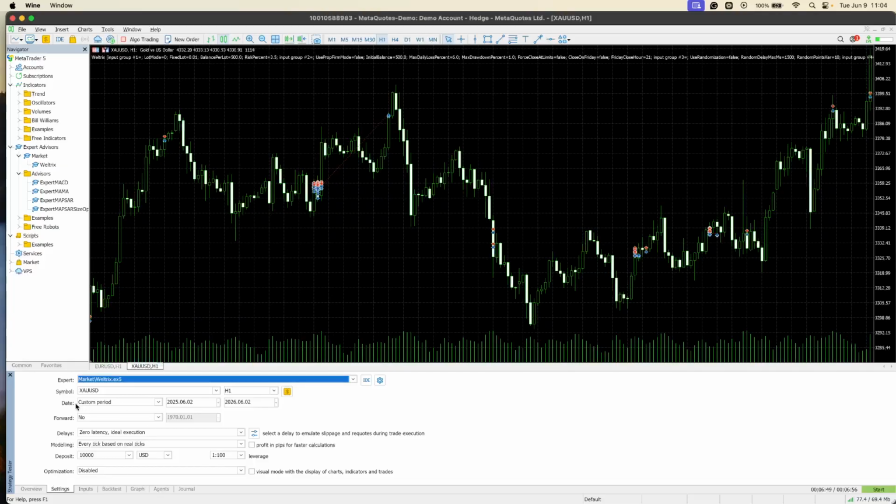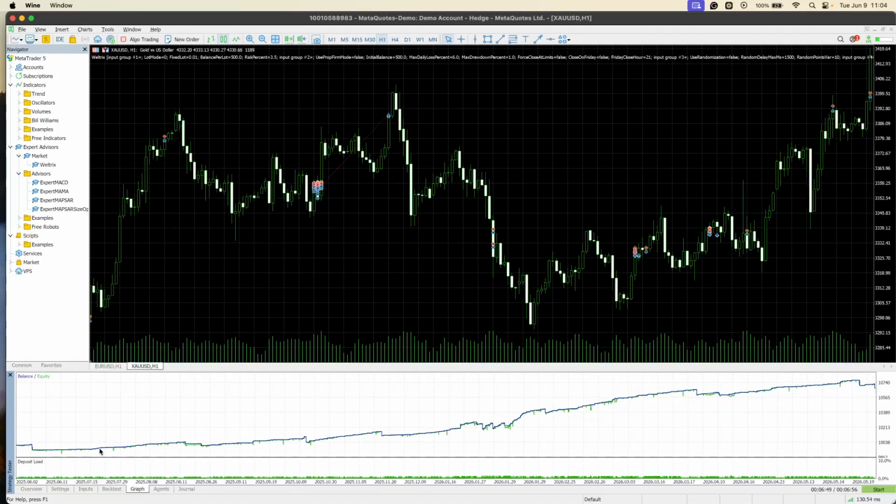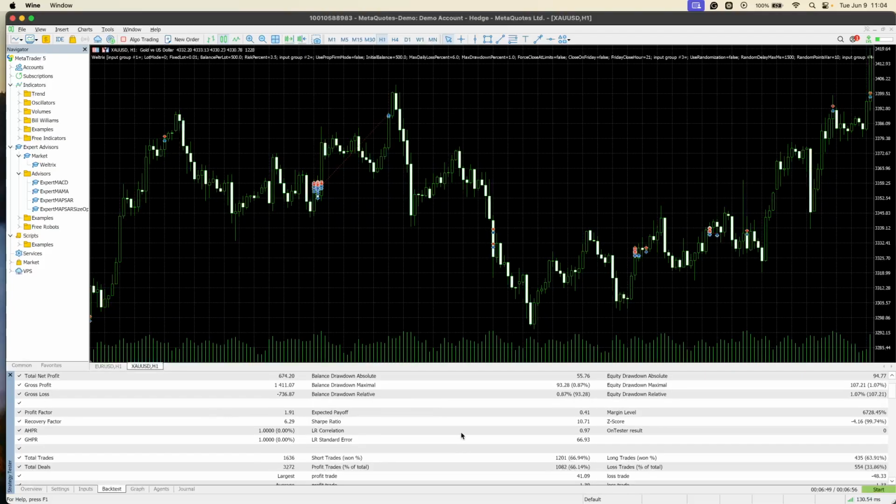And this is it. I backtested it on the 1 hour time frame on XAUUSD from June 2025 to June 2026, and the modeling is every tick based on real ticks. And looking at the curve, we can see this steady upward movement to the upside. We also see the backtest ended in a net profit of $674, which is quite impressive from a $10,000 initial deposit.